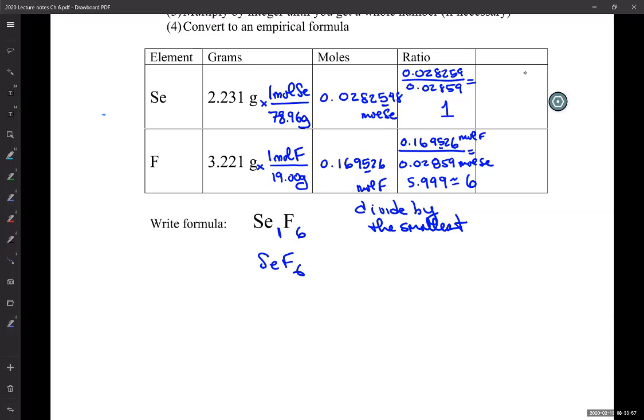Now sometimes it doesn't come out to a whole number, but it comes out to like a fraction, but you have to figure out what that fraction means in terms of whole numbers. Like you have to multiply it. I'll show you that one too.